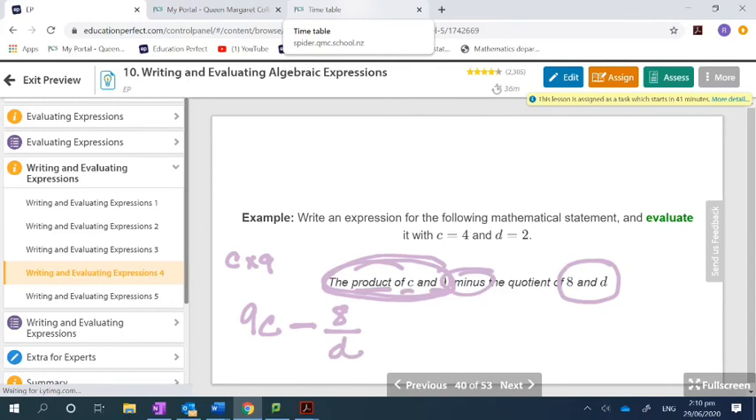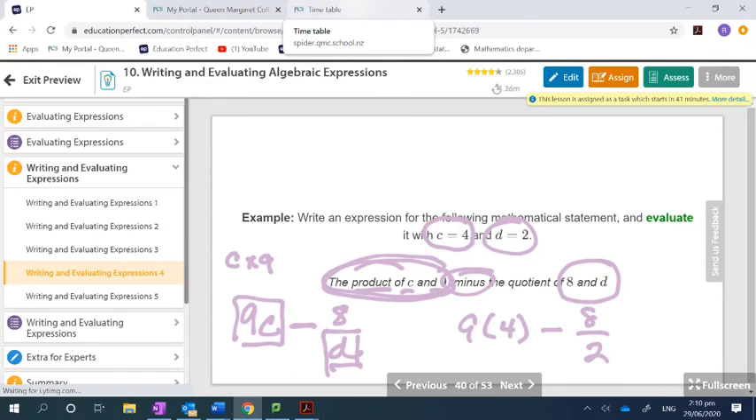Okay, good. Next it says we're going to start evaluating. So here I have my expression. And in place of C, I'm going to put what number? 4. And do I need a bracket when I replace it with the 4? Yes, this time I do because the C is not by itself. So it's 9 bracket 4, minus 8 over D. Next I need to put a number in place of D. Do I need a bracket around the D? No, because the D is all by itself. That's the only time when you don't need a bracket.